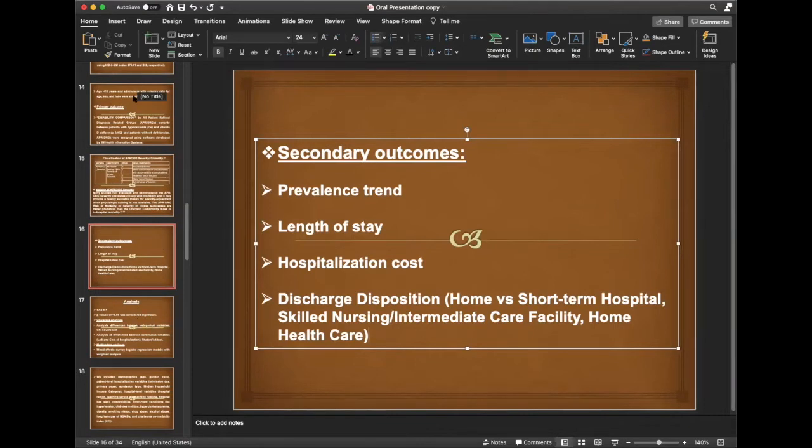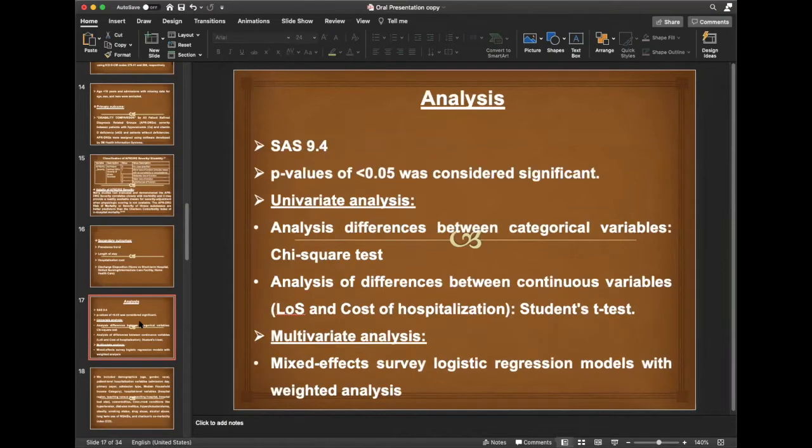So after primary and secondary, you reach analysis. In analysis, usually you write what software you use, what p-value you use as significance, what sample size, and what test you did, whether univariable or multivariable, which is a complicated thing. You can follow our clinical research education free videos. There you are going to get an idea about some of the analysis things too.